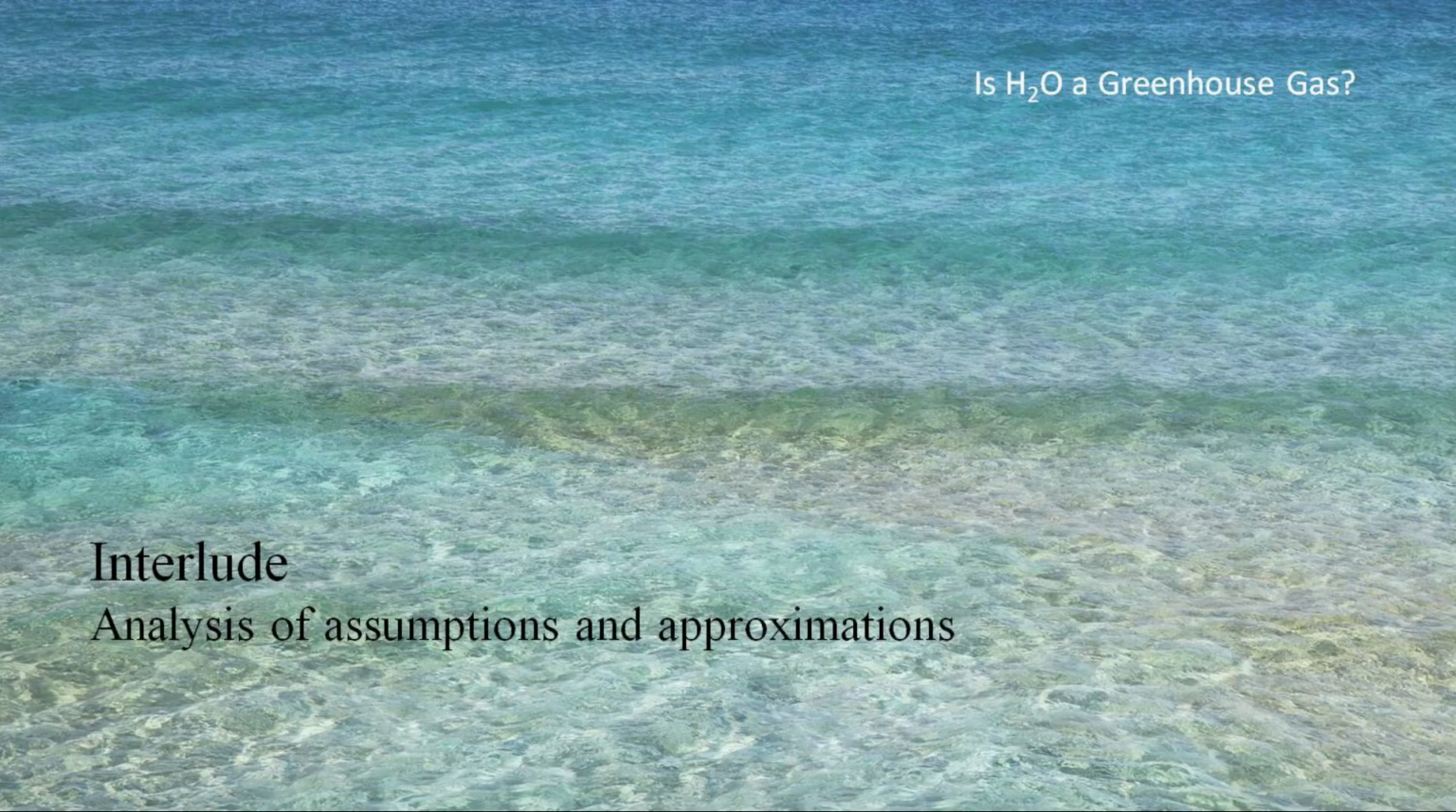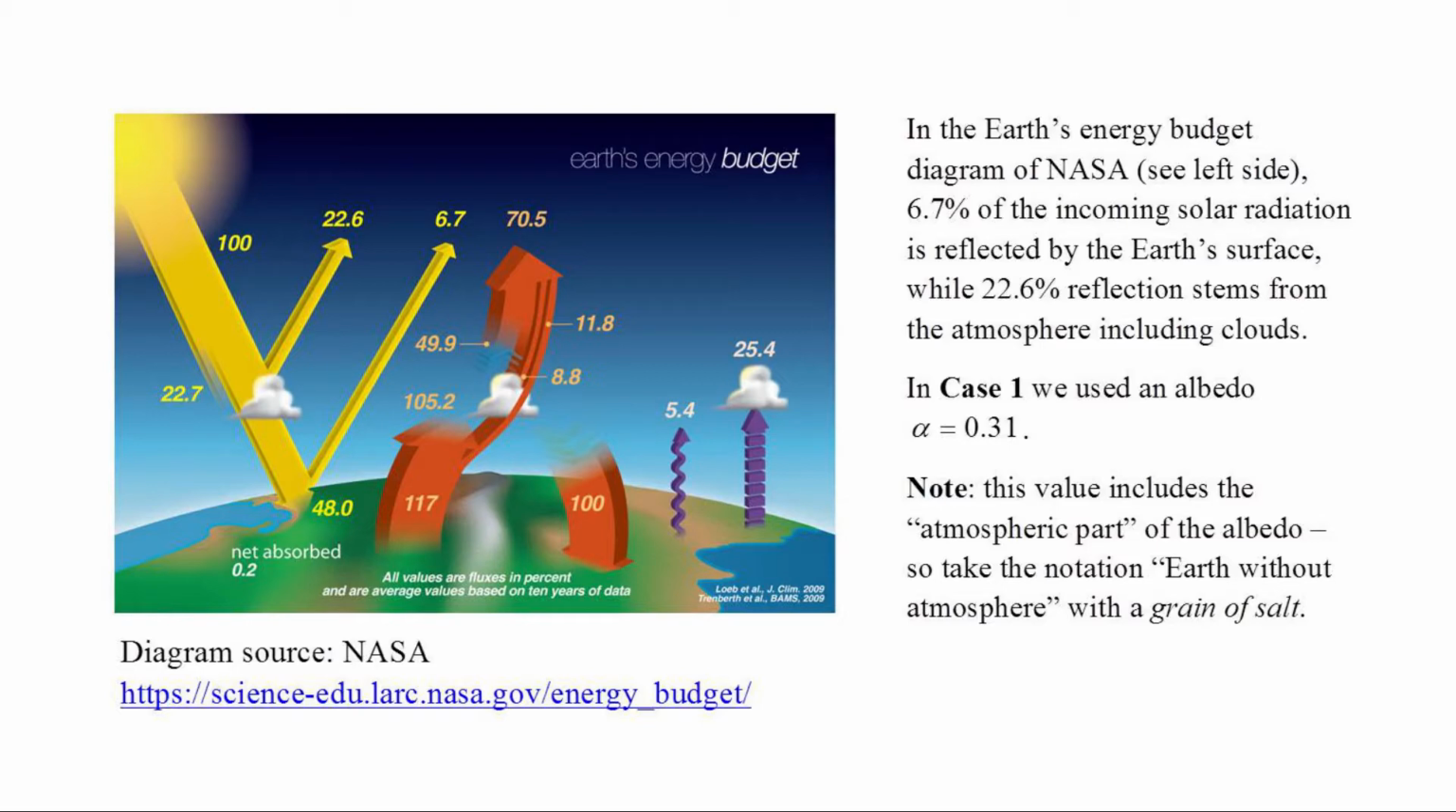Interlude: Analysis of assumptions and approximations. In the Earth energy budget diagram of NASA, see left side, 6.7% of the incoming solar radiation is reflected by the Earth's surface, while 22.6% reflection stems from the atmosphere, including clouds. In case 1 we used an albedo of 0.31. Note, this value includes the atmospheric part of the albedo, so take the notion Earth without atmosphere with a grain of salt.